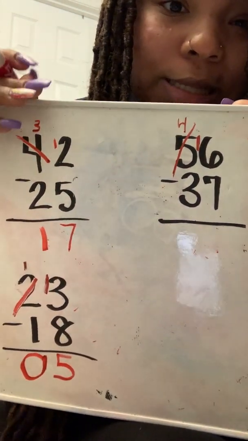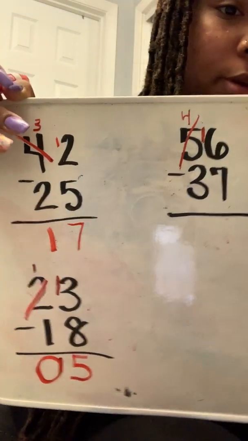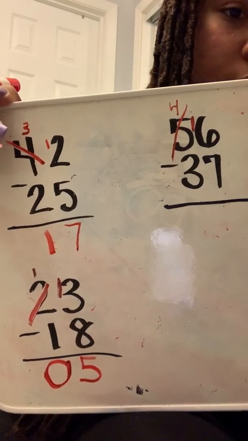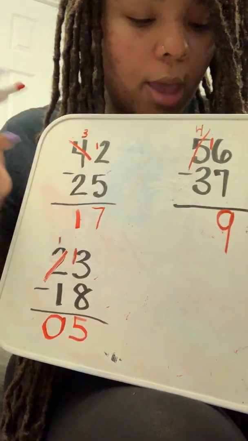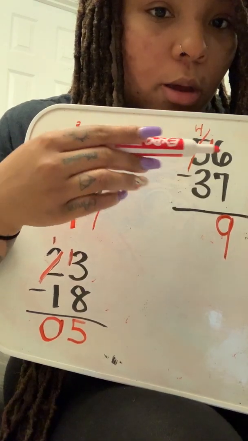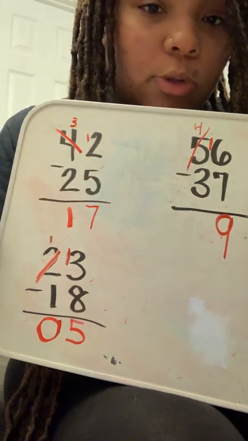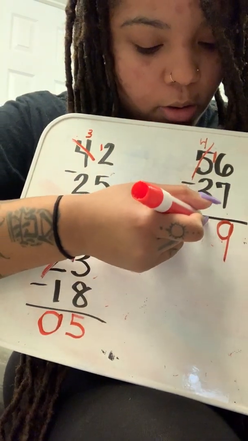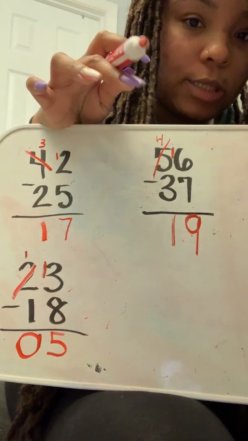Okay, so what is 16 minus 7? Now we can take away because we have enough. What's 16 minus 7? Very good, 9. Okay, now I'm going to come over to my tens place. I now have 4 minus 3 because remember, my 6 borrowed. So now it's 4 minus 3. What's 4 minus 3? Very good, 1. So now we know that 56 minus 37 is 19.